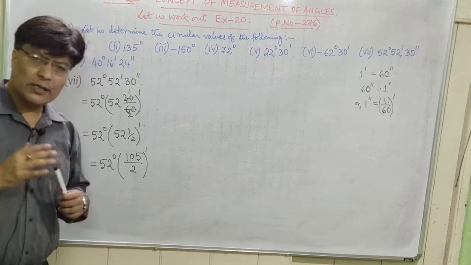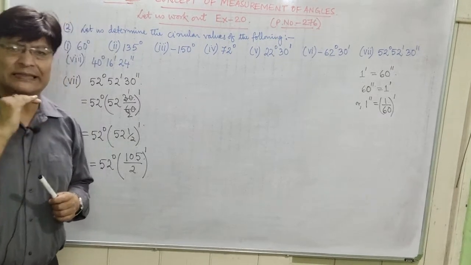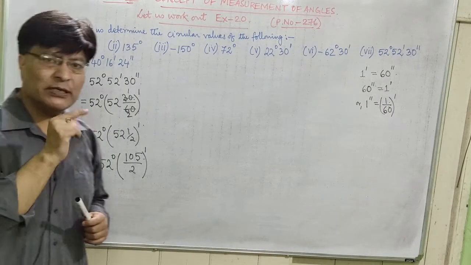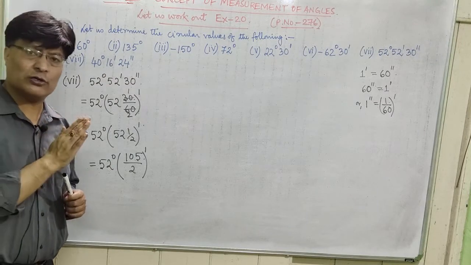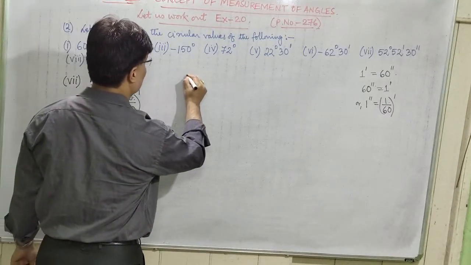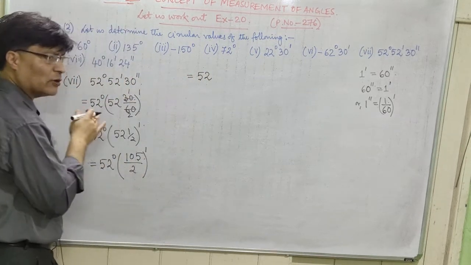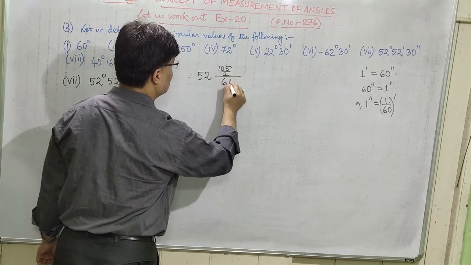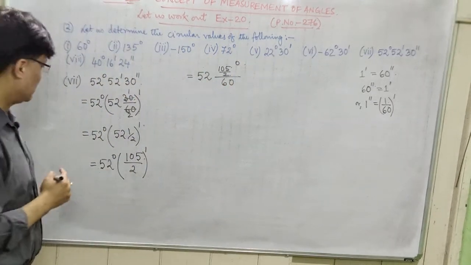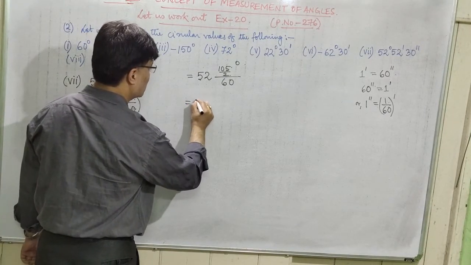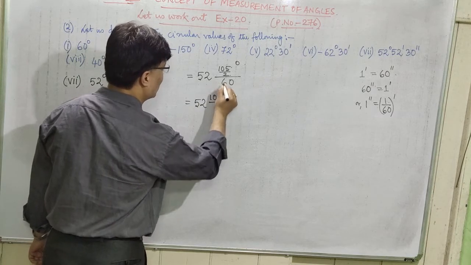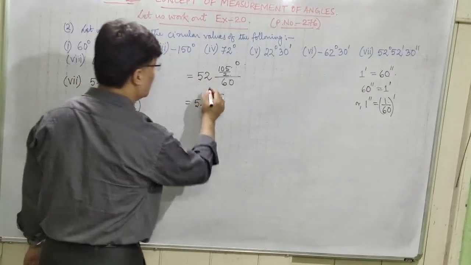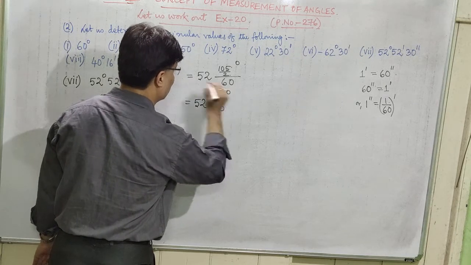Is that clear? I already told you how to convert this minute into degrees. In order to convert minute into degrees, that minute should also be divided by 60. So which is equal to 52, it is already in degree. Now this 105 divided by 2 divided by 60, now it is in terms of degree. Let us simplify it further. So it is 52, 105 divided by 2 and 60 are in the denominator. You cannot cancel it. 2 and 60 are both in the denominator, so it is 2 into 60, it is 120 degrees.